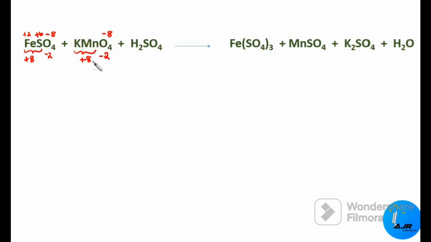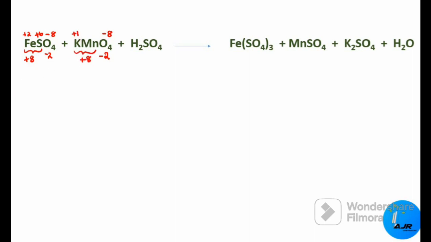Now, from the rules of oxidation number, in my previous session I have explained how to calculate the oxidation number of individual elements, and I have given some rules. Among the rules we have one rule for alkali metals. This potassium is an alkali metal. For all the alkali metals, that is 1A group, the oxidation number will be constant, that is plus 1.